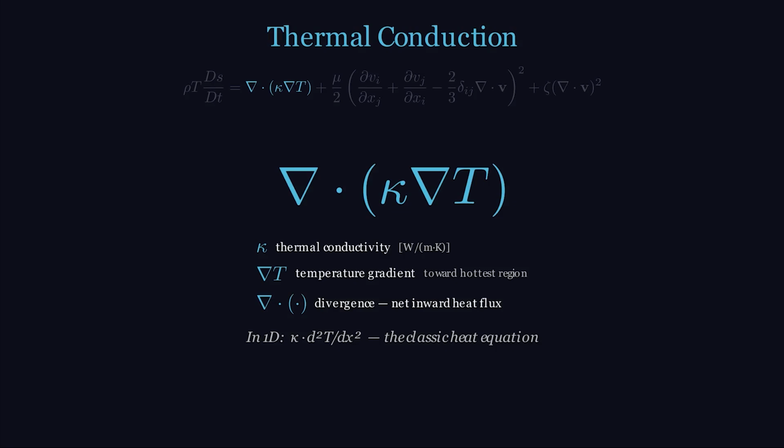Nabla times kappa times nabla T, or the term as a whole, is the divergence of the heat flux. This measures whether heat is being gained or lost at a certain point, and how much heat is transferred.